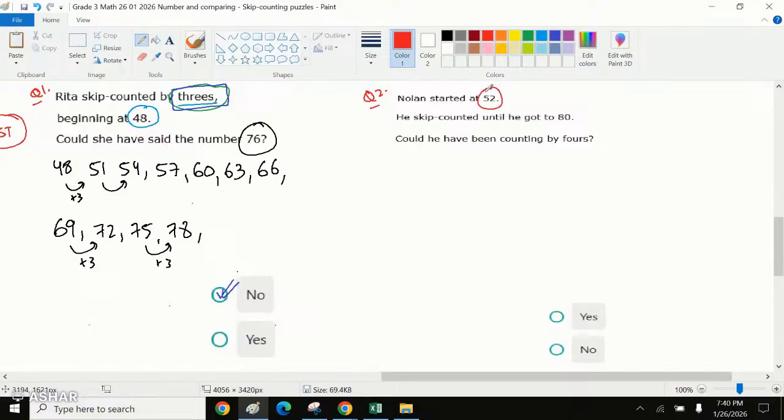See, if we start at 52 and count by fours, right? Plus 4 would be 56, plus 4 is 60, 64, 68, 72, 76, and yes, we can say. Agreed?